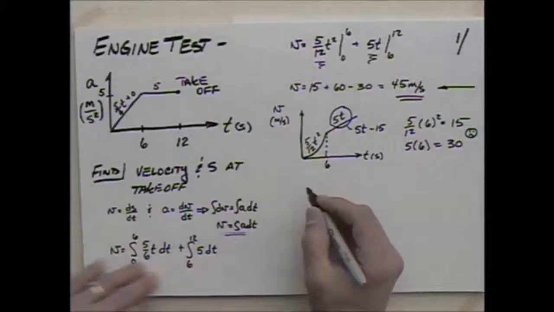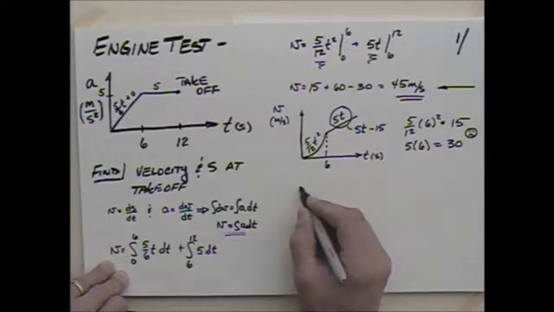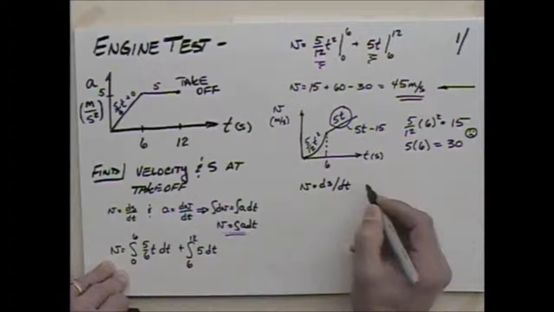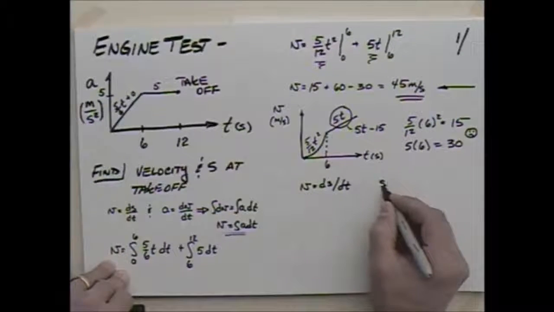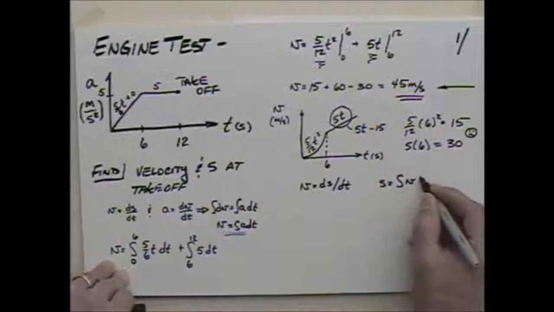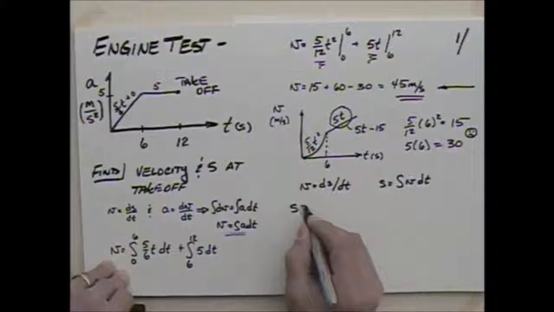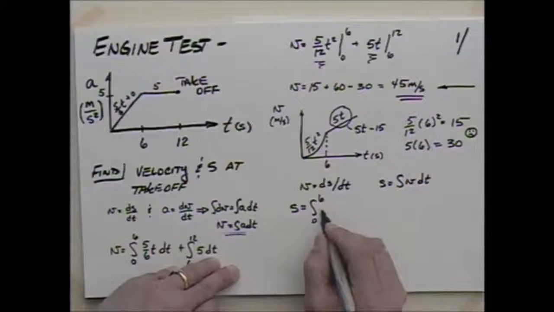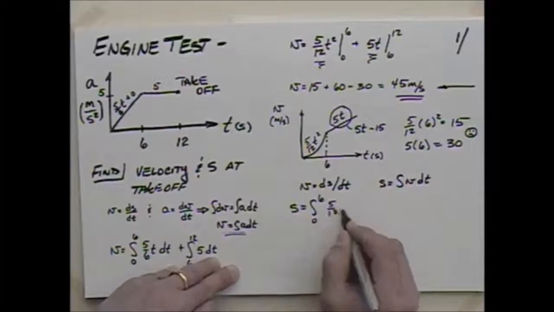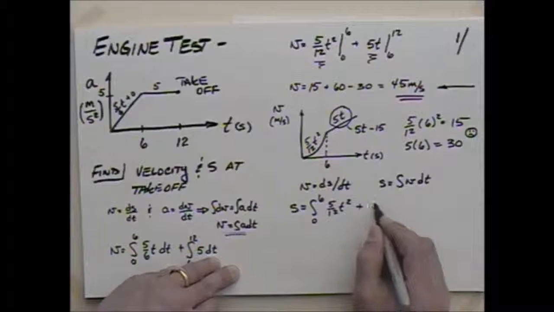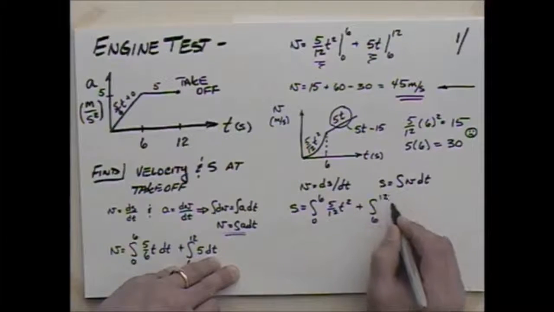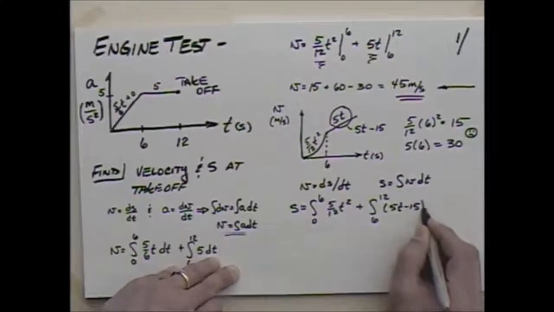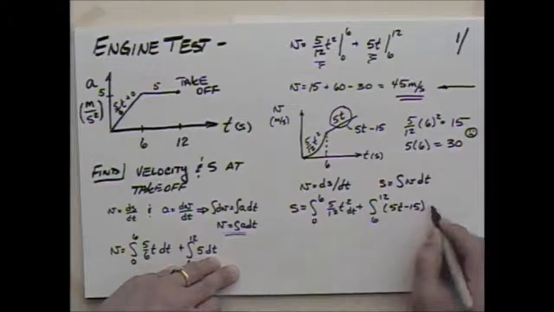So now with those equations, I can come back to our expression that v is equal to ds dt, or that s is equal to the integral of v dt, and work this thing out. So I've got s is equal to the integral from 0 to 6 of, what do we have, 5/12 t squared, plus then the integral from 6 to 12 of, what was our new expression, 5t minus 15. These should both be dt.